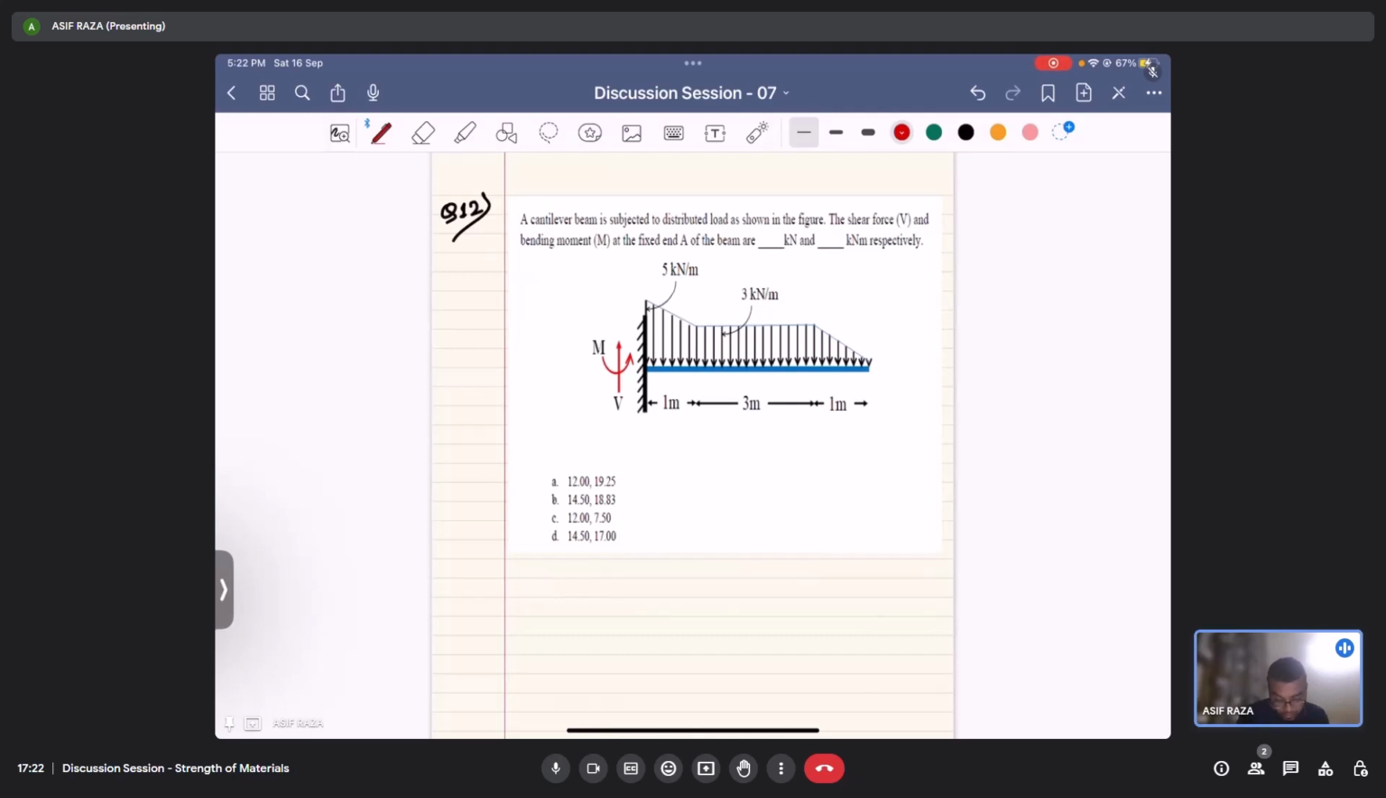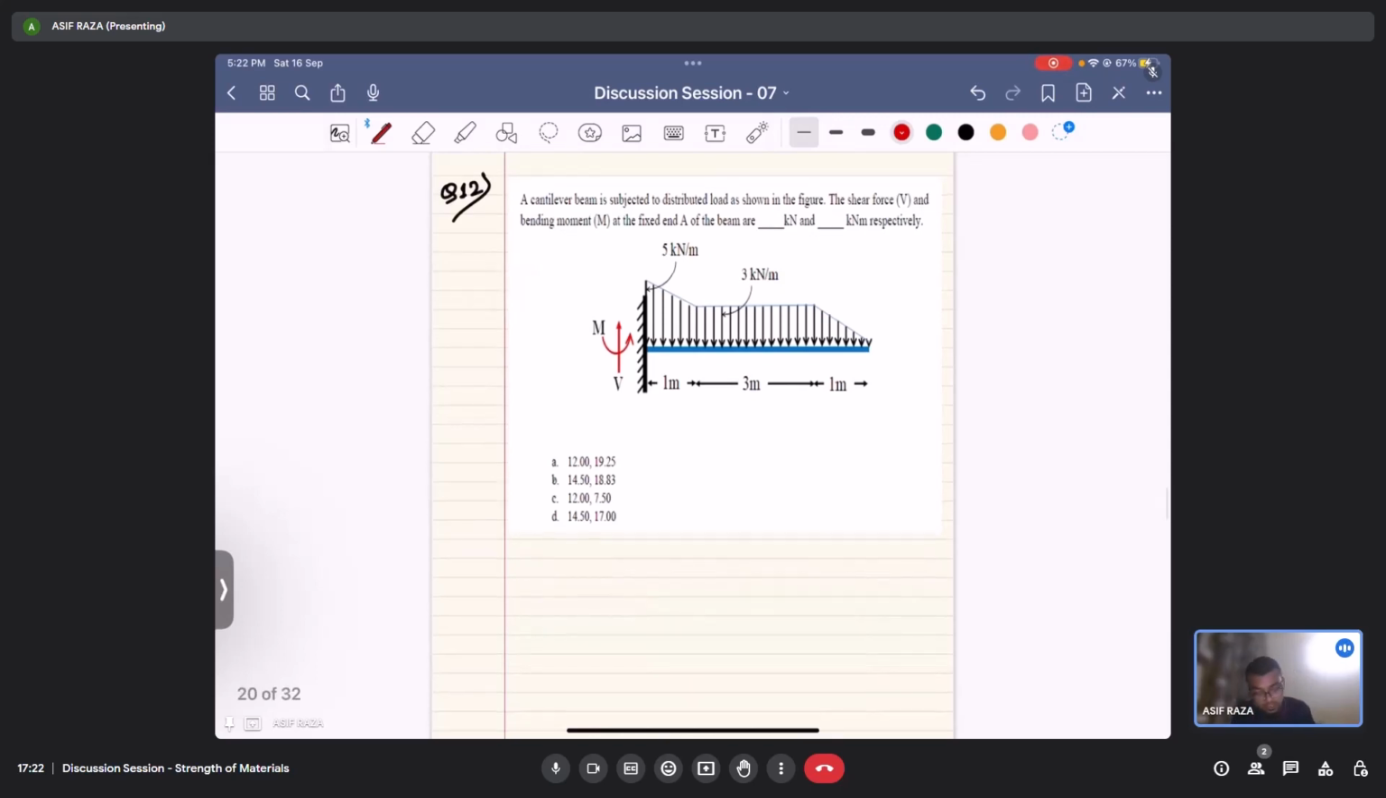The question is, a cantilever beam is subjected to distributed load as shown in the figure. The shear force V and bending moment M at the fixed end of the beam are. So we need to calculate the shear force and bending moment M of the given cantilever beam.